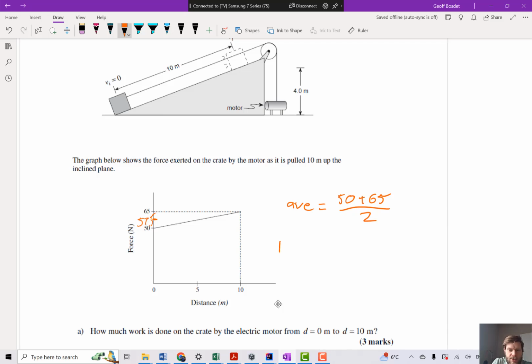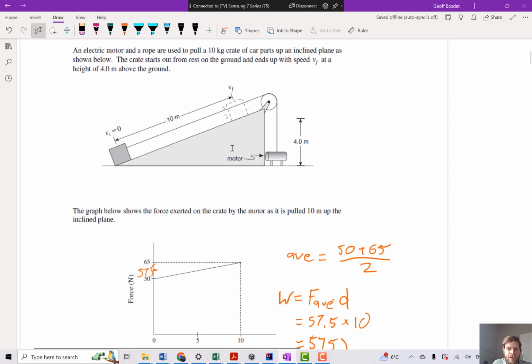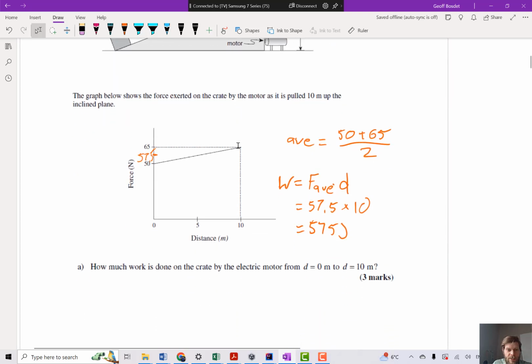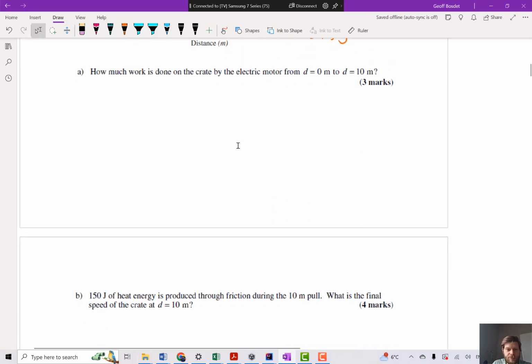So in this case, I'm going to say, hey, my work is equal to my average force times distance, which is 57.5 times 10. So we have 575 joules of work done here, and that's going to provide potential energy, kinetic energy, and create a little bit of thermal by the end. Which brings us to the next question.